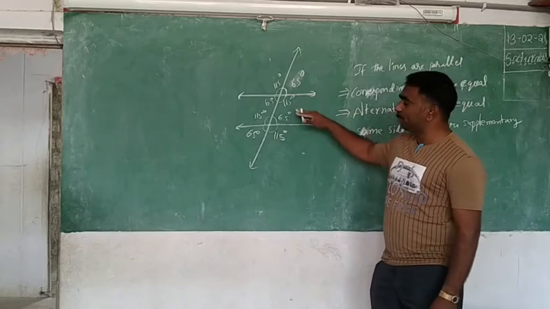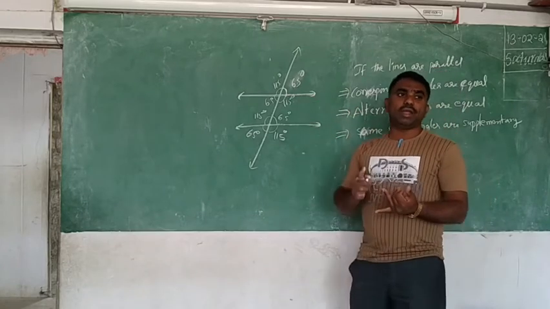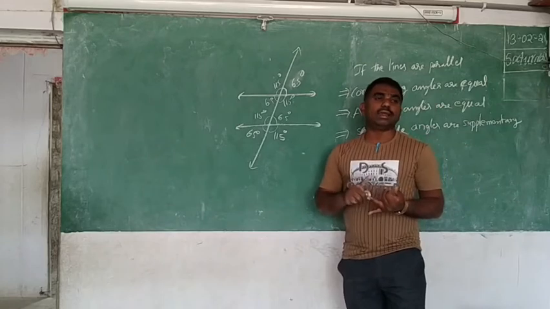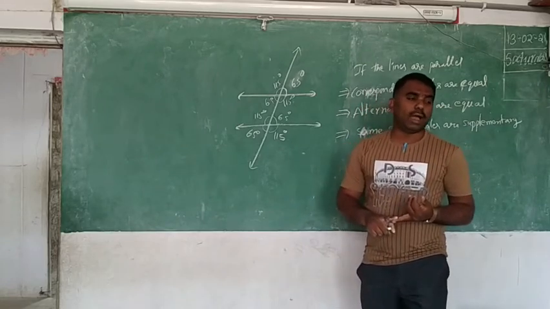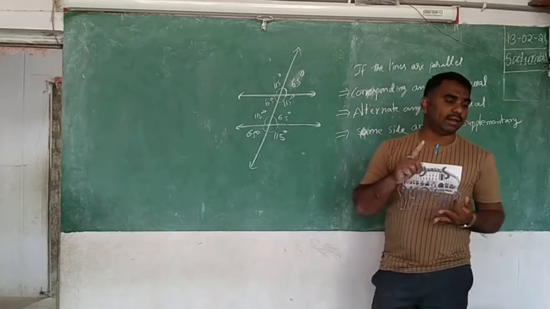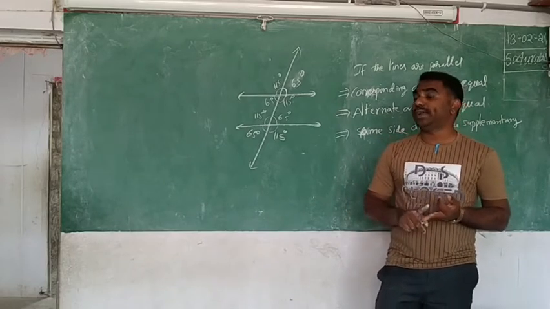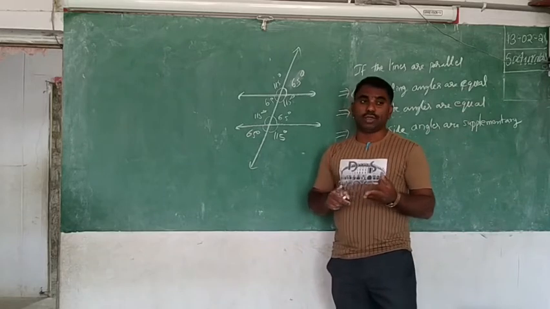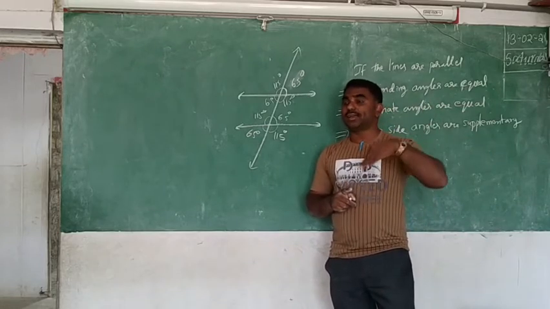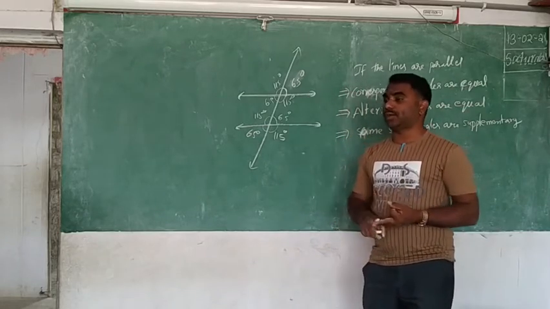When these lines are parallel, that time only corresponding angles are equal, alternate angles are equal, and same side angles are supplementary. So you need to remember that. You need to observe this. You need to check which are corresponding and which are alternate.